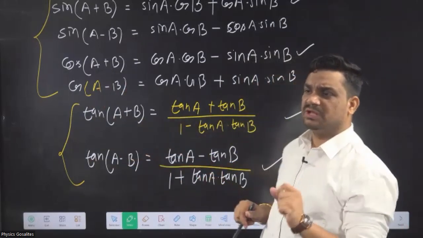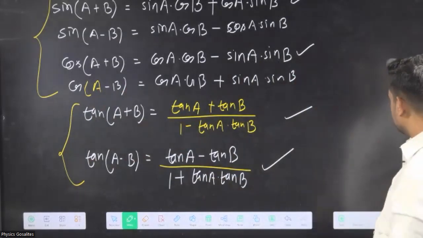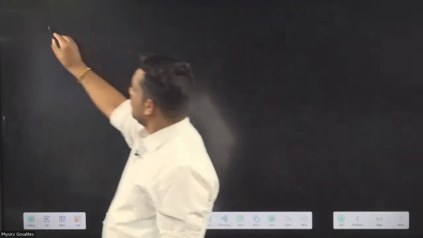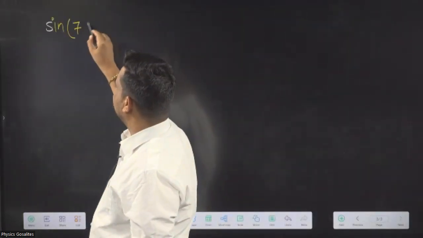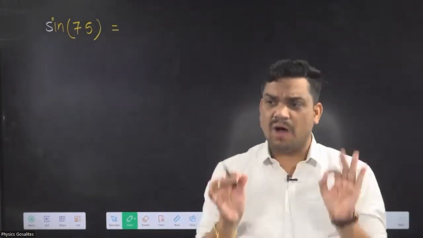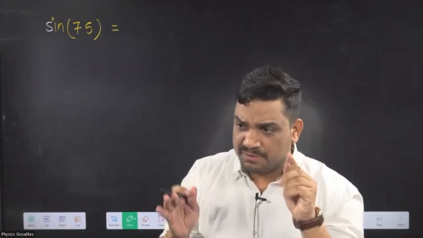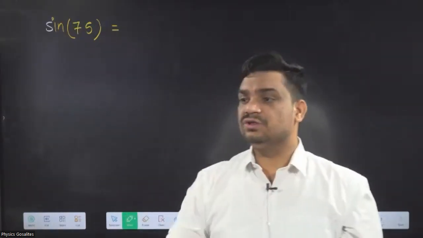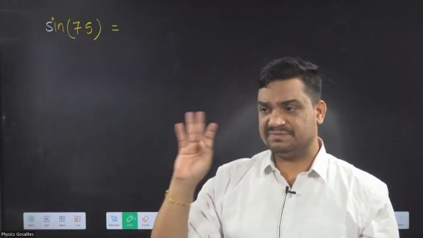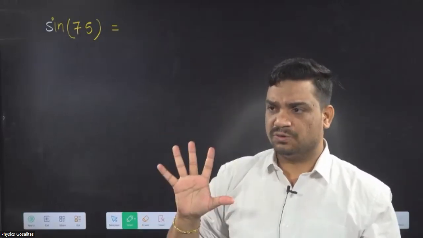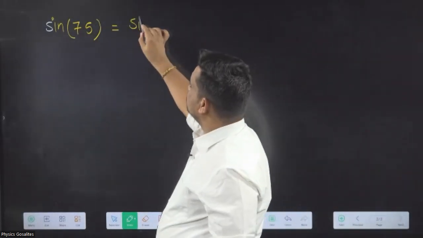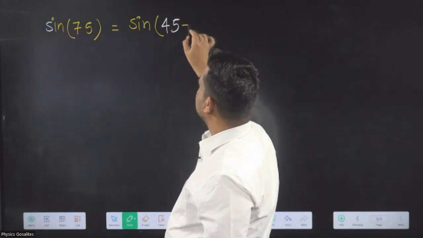I'll write tan 2 theta here, but first I am asking: suppose you need to find the value of sine 75. What can we do for sine 75? You have to write the given angle in a format for which you know the values. We know the values for 0, 30, 45, 60, 90, up to this. So you can write this like this: sine of 45 plus 30.